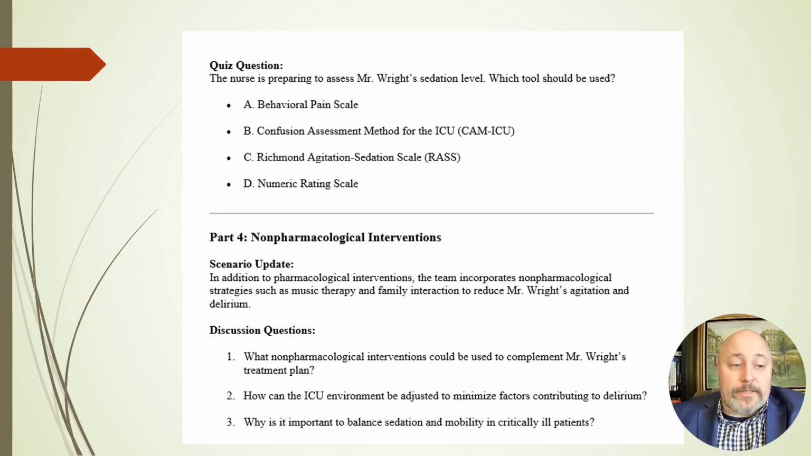For question 2, how can the ICU environment be adjusted to minimize factors contributing to delirium? Those adjustments include reducing noise, providing natural light, and ensuring consistent day-night cycles and limiting unnecessary stimuli. And finally, for our final question, number 3, why is it important to balance sedation and mobility in critically ill patients? Balancing sedation and mobility prevents complications such as muscle atrophy, venous thromboembolism, and prolonged ICU stays. Anyway, that's all we got for this case study.